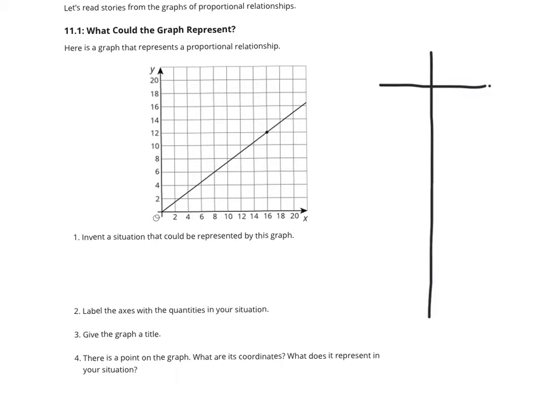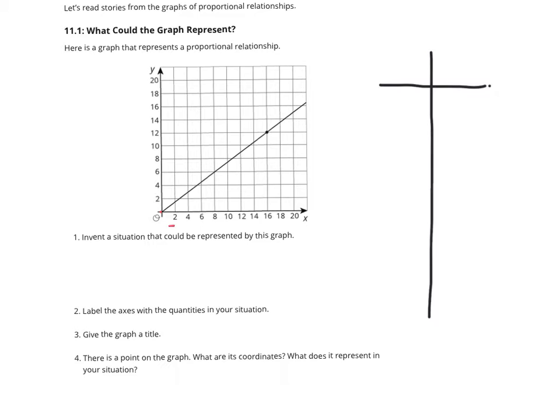All right, folks, we're going to work through lesson 11 today. The first activity here is talking about this graph. It says here's a graph that represents a proportional relationship. And again, we remember from last week that a graph of a proportional relationship goes through (0, 0), goes through the origin, and is a nice line. So we know that's the graph of a proportional relationship.